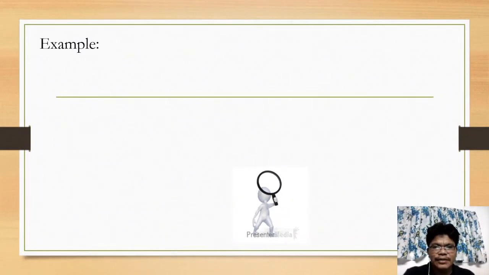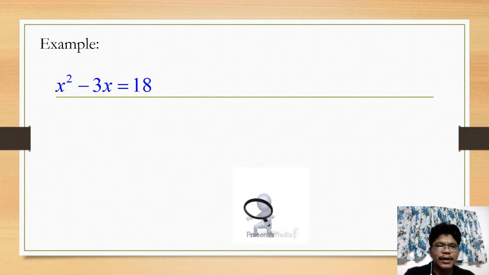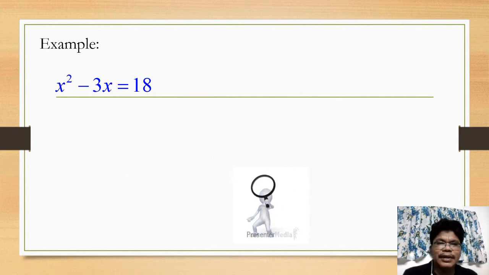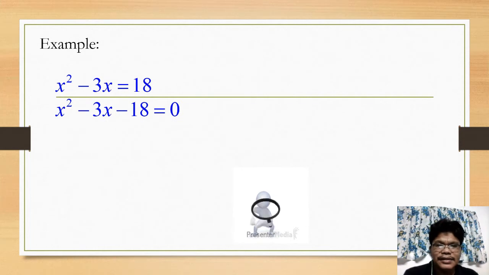So let us now proceed to the example. x squared minus 3x equals 18. Now, let us apply the first step. The first step is arrange the given equation in standard form. So meaning, we're going to arrange this equation in the form of ax squared plus bx plus c equals 0. So the right member of the equation must be equal to 0. So it becomes x squared minus 3x minus 18 equals 0.